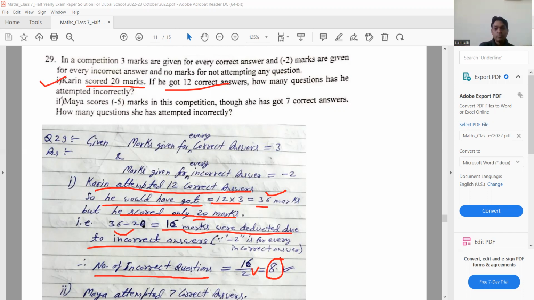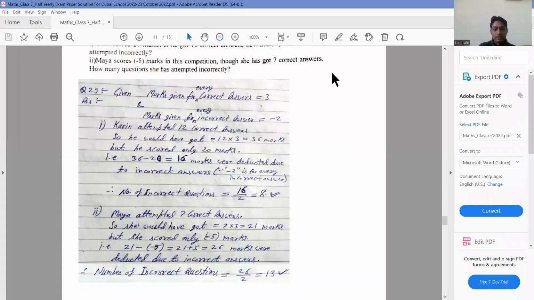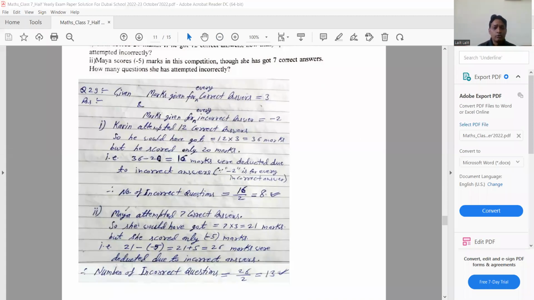Now second question. Read this question carefully. Maya scored -5 marks in this competition, though she has got 7 correct answers. 7 correct answers. Okay. And how many questions did she attempt incorrectly? So again, same logic we need to apply. Maya attempted how many? 7 correct answers.